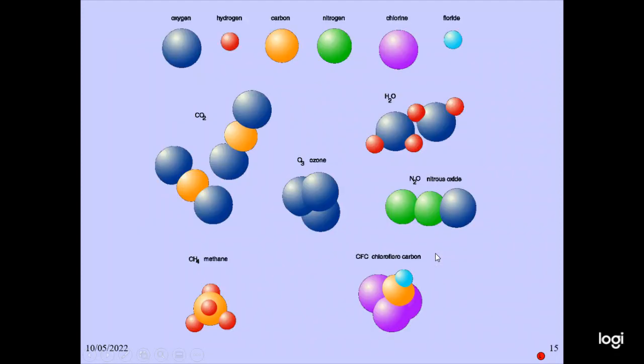So there are the diagrams: oxygen, hydrogen, carbon, nitrogen, chlorine, fluoride. So this is carbon dioxide. Then this is ozone. This is H2O. This is nitrous oxide. This is CFC, carbon fluoride. CH4 is methane. Those are combinations of carbon, hydrogen, and oxygen, and we call the substance a compound.